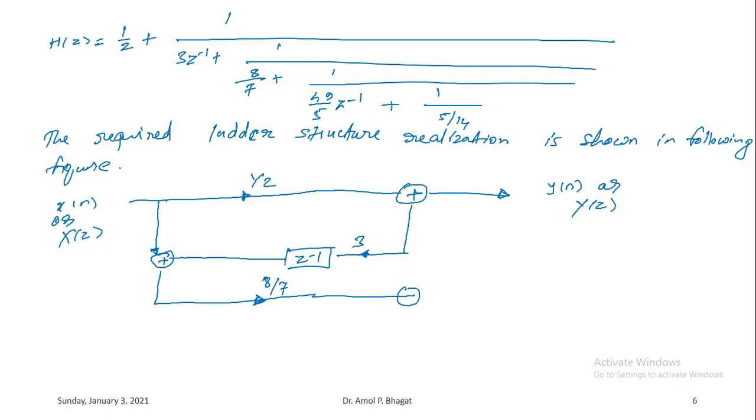Again, you need an adder there. So again, here 8 by 7 plus, in the denominator, 49 by 5 Z inverse is there. So I will again need a feedback there with constant multiplier 49 by 5. As we are taking these feedbacks, while realization when these quantities are in the denominator, if coefficients are positive, you have to take it as negative sign. So this should be minus 3 and this should be minus 49 by 5. And then again, I'll need one delay element, that is Z inverse, and that Z inverse again will be added here.